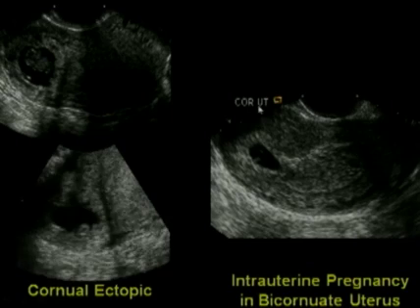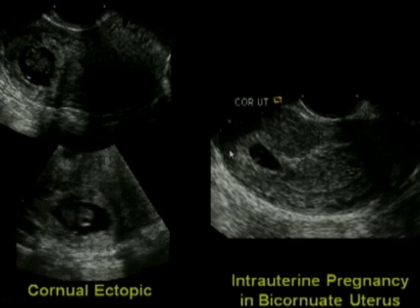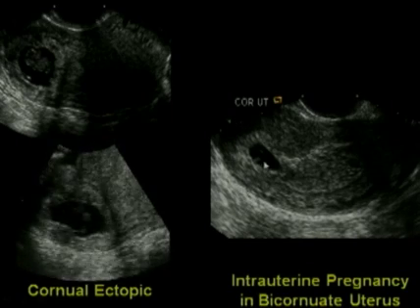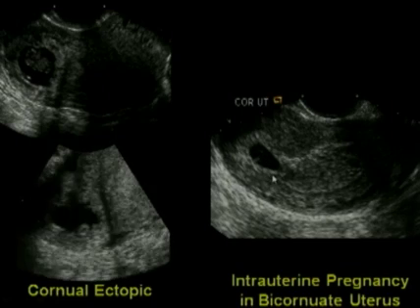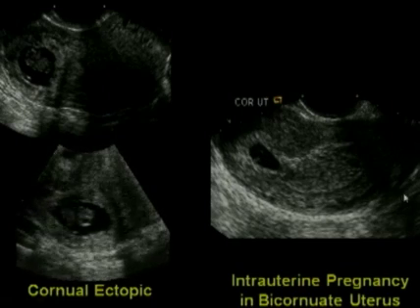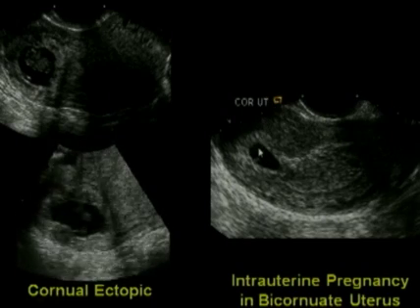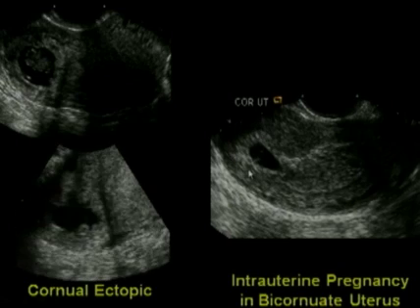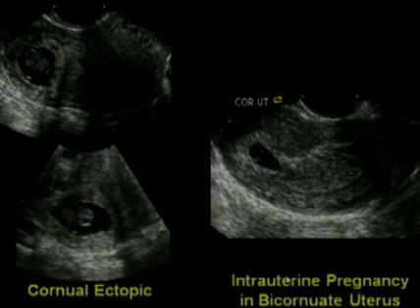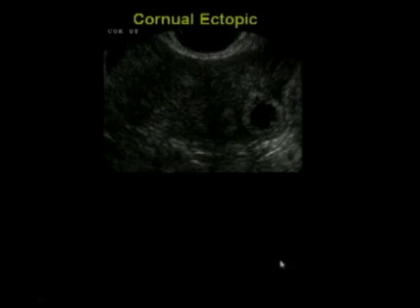Here is another patient. She has something that looks quite similar. The pregnancy is way off to one side. This is a coronal or transverse view. But there is myometrium all the way around the outside. This is an intrauterine pregnancy in a bicornuate uterus.